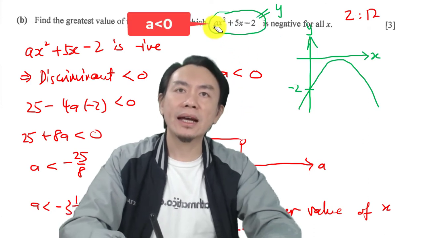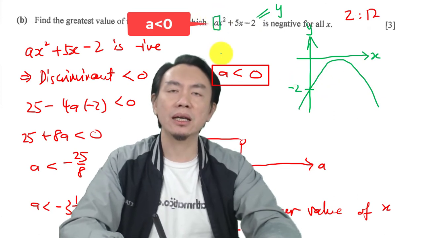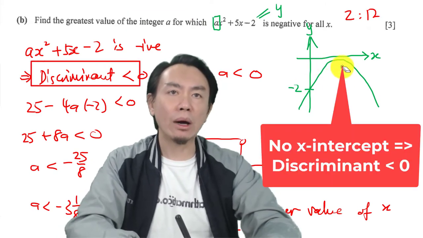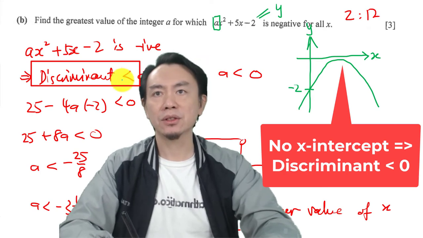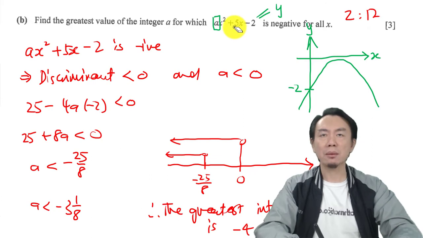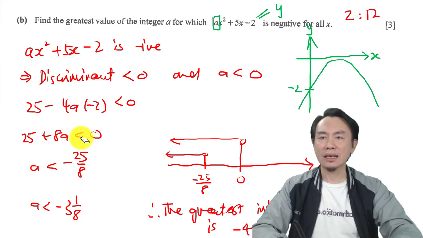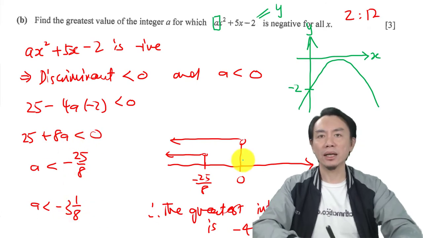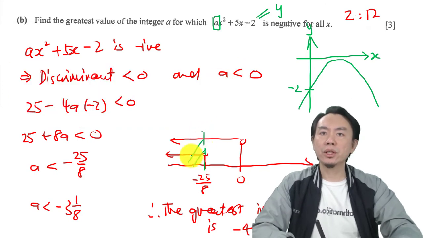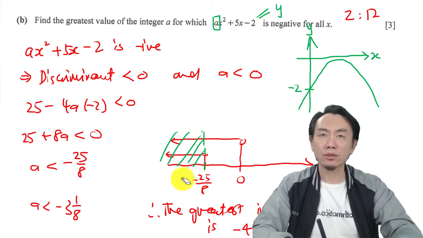First of all, a has to be negative, because for you to have a set-face graph, the coefficient of x squared is less than 0. Also, because there's no x-intercept, the discriminant is negative. Discriminant b squared minus 4ac: 25 minus 4 times a times negative 2. So you have 25 plus 8a is less than 0. a is less than negative 3 and 1/8. a also has to be negative. So the common region would be this. So a has to be less than negative 25 over 8, or negative 3 and 1/8.